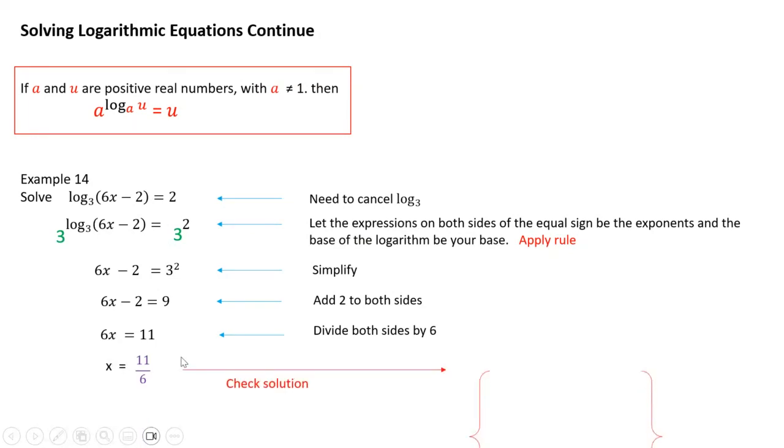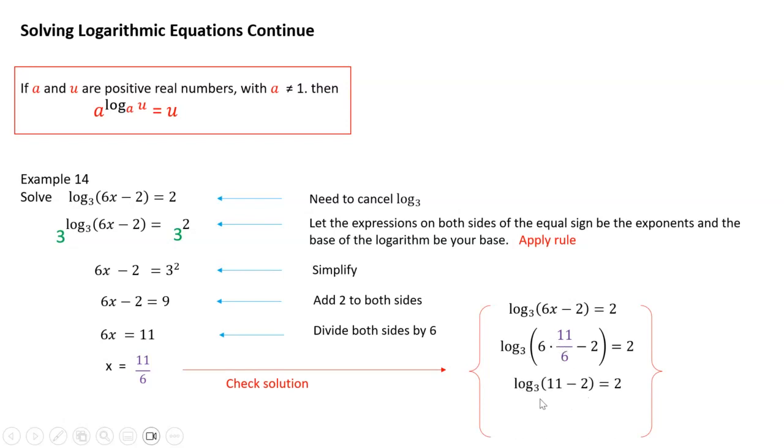Now, how can we check our work? Let's do it then. The answer for x was 11 over 6, right? So I'm going to plug it in there. The 6 is canceled, so we have log base 3 of 11 minus 2, which will give us log base 3 of 9, right? Equals 2.